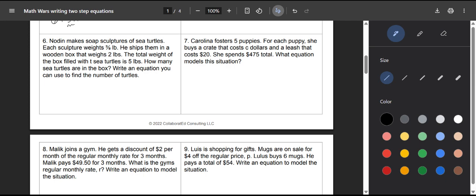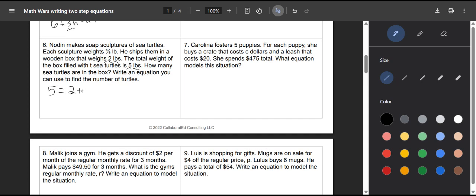So I'm thinking about this scenario, and I'm picturing him boxing up these soap sculptures. And I can picture him getting out a box and putting a soap sculpture in, and another one, and another one, and another one. So my repeated item is the sea turtles, right? He's putting those in multiple times. So I got to write an equation representing all of this. The total weight is 5 pounds, so I know 5 is equal to the weight of the box with the weight of the sea turtles. Well, how much does a box weigh? 2 pounds.